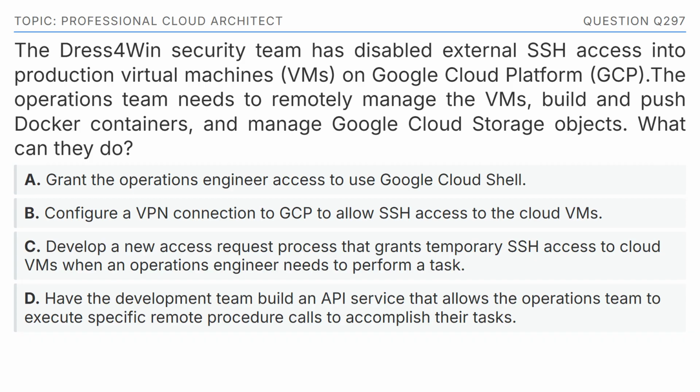Option C. Develop a new access request process that grants temporary SSH access to cloud VMs when an operations engineer needs to perform a task. Option D. Have the development team build an API service that allows the operations team to execute specific remote procedure calls to accomplish their tasks.